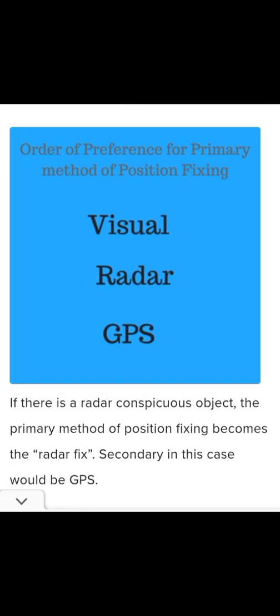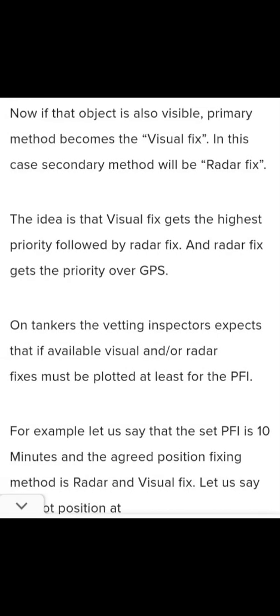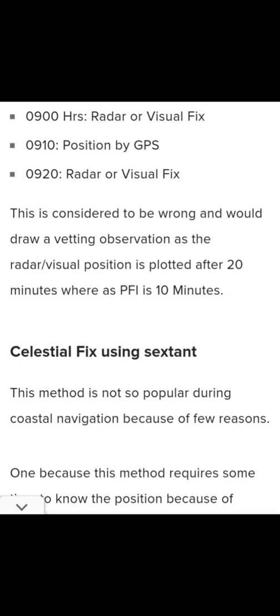So, the order of preference of primary method of position fixing: visual, radar, GPS. If there is a radar conspicuous object, the primary method of position fixing becomes the radar. Secondary in this case would be the GPS. So 0900 hours radar or visual fix. 0910 hours position by GPS. 0920 hours radar or visual fix.